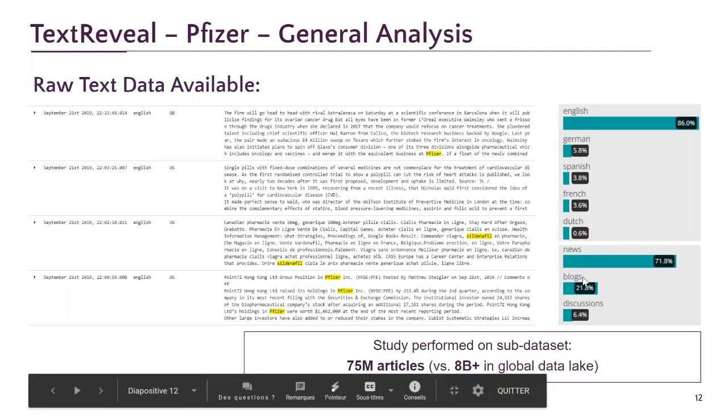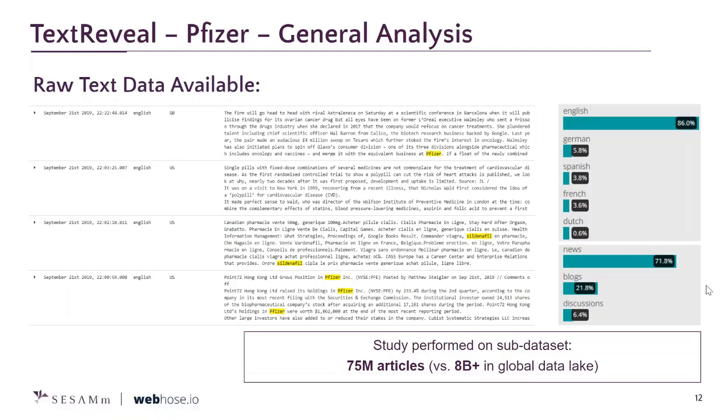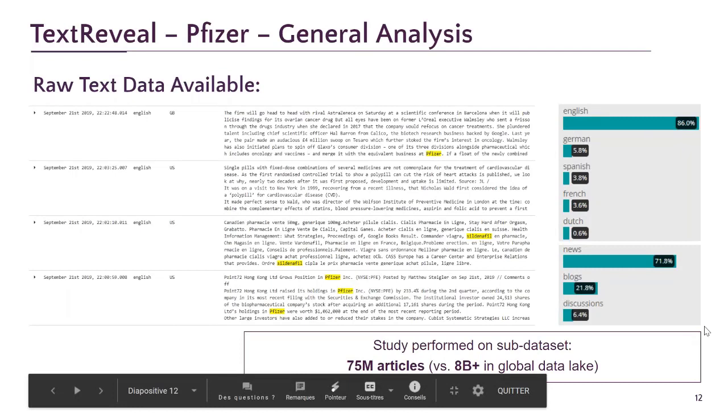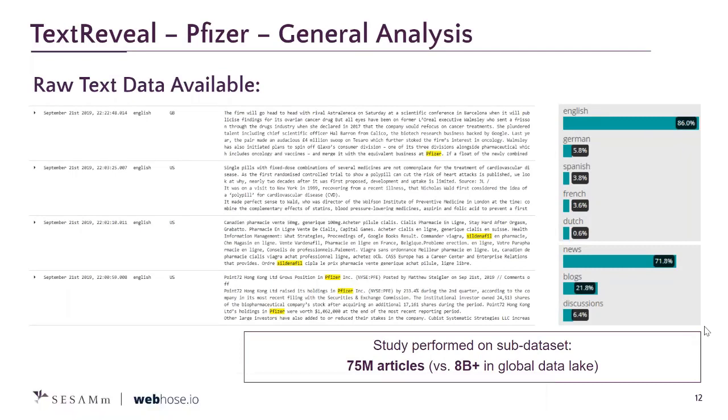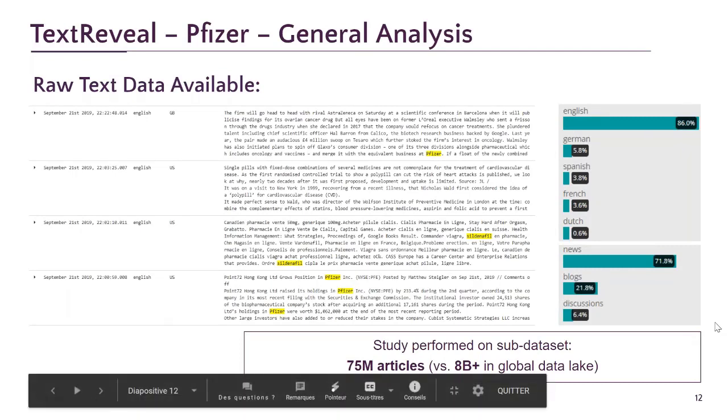So in that specific subportion of our data set, we see that most of the articles and messages are in English, followed by German, Spanish, and French. We have a large majority of news data, but we also have some blogs and discussions, meaning that we'll have some consumer data included and not only public media coverage.